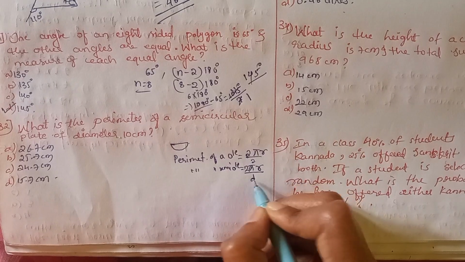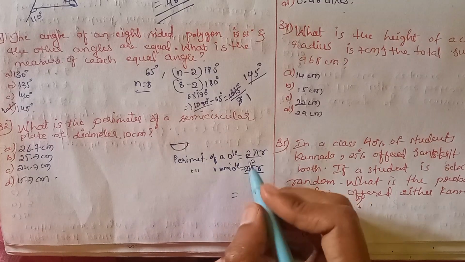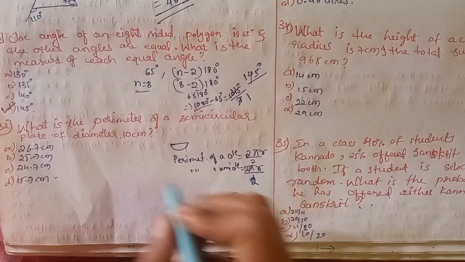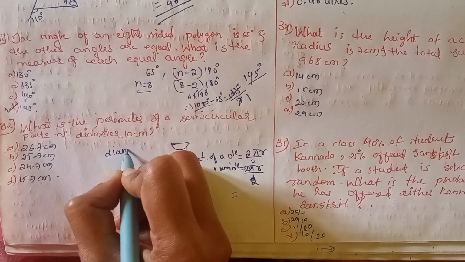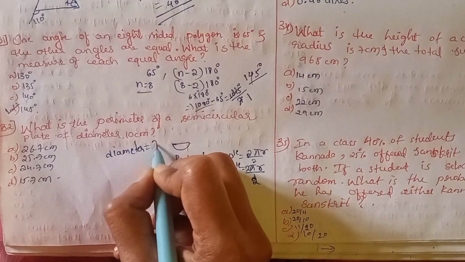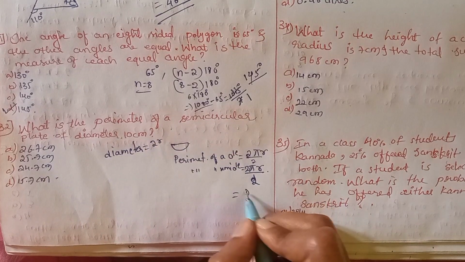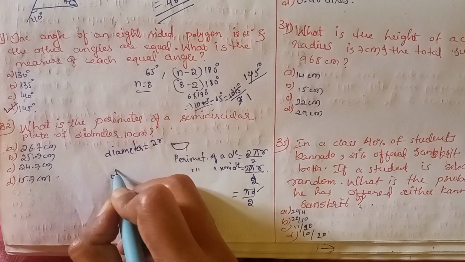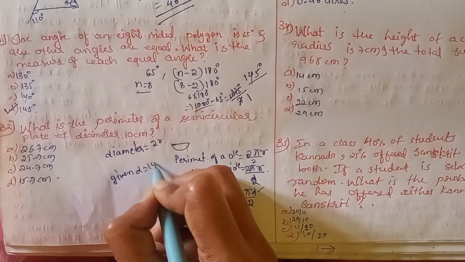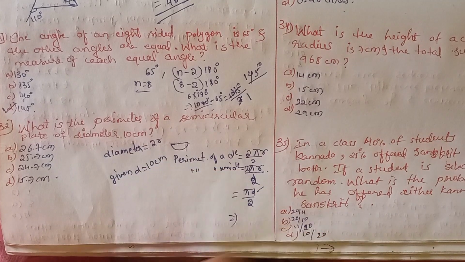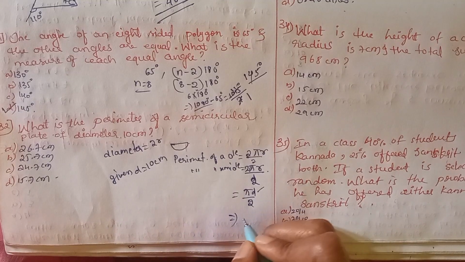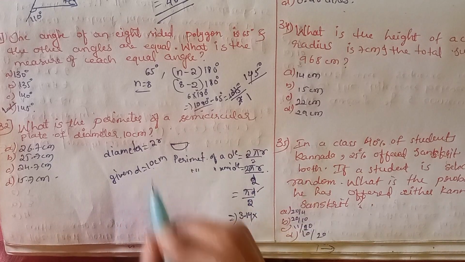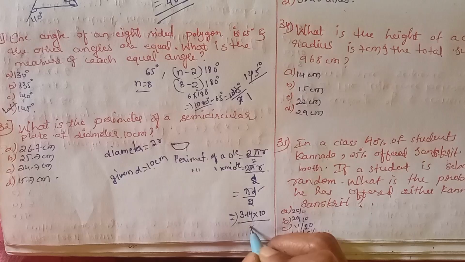2 pi r divided by 2 I will take. Okay. Next. 2 into r is nothing but diameter. Yes. We know that diameter is equal to 2r. So I will take as pi into d by 2. Okay. So d we know is given, diameter is equal to 10 centimeter. Yes. So if I substitute the value of pi as 3.14 into d value is 10 centimeter divided by 2.